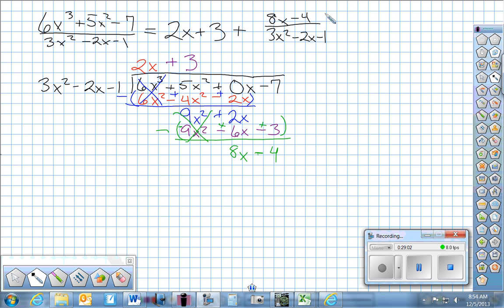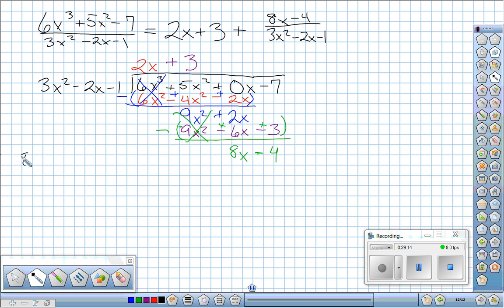So we're really just going to worry about this, but whenever we get a final answer, we're going to have to make sure that we put the 2x plus 3 back with it. So my decomposition will be 8x minus 4 over 3x squared minus 2x minus 1. First thing I'm going to do is factor down the bottom.